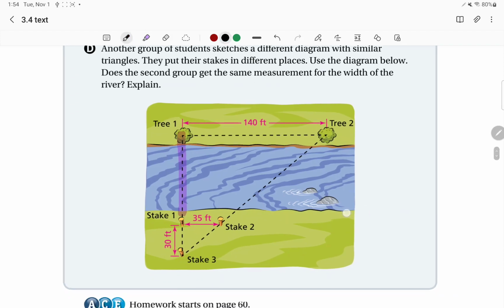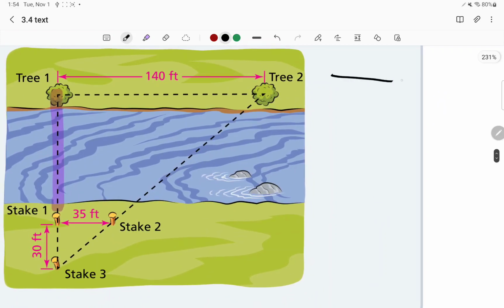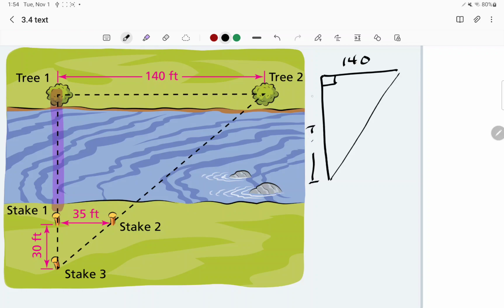Okay, so the first thing I'm going to do is pull out my triangles. So I have my big triangle that I'm going to pull out. It's 140 across. I don't know what this measurement is right here. That's one of them I'm going to try to find. But the one that I really need to find is this one that goes across the river. Because then I have that other triangle in there, and I'm going to pull it out as a separate triangle.